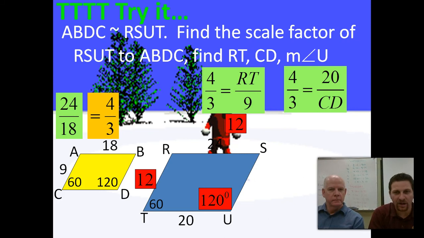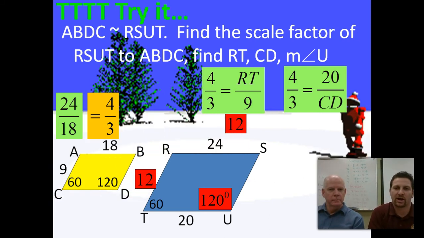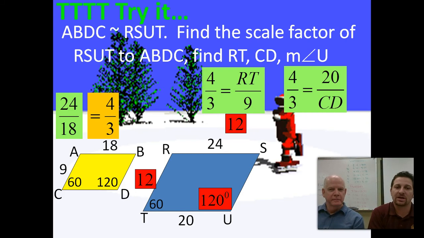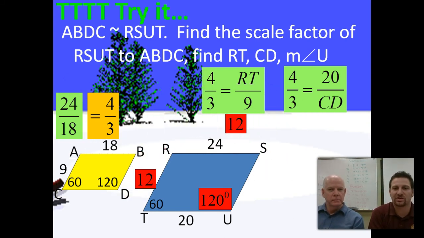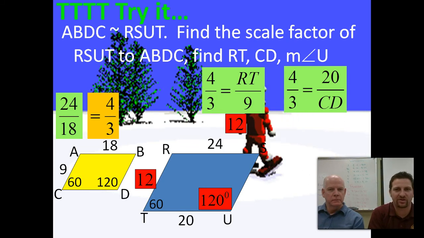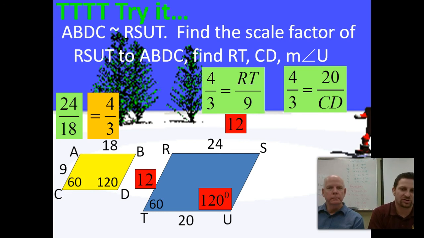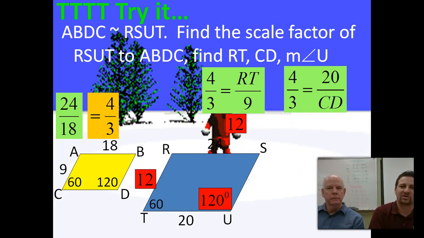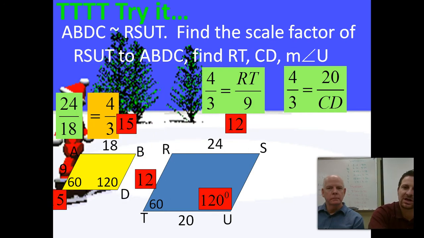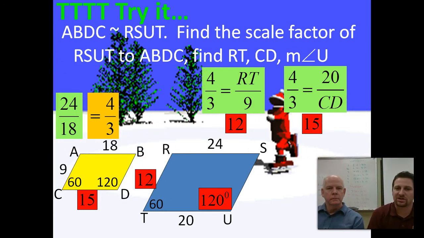Now for the other piece, CD. CD corresponds to TU on the larger polygon. So we take that 4/3 scale factor and set it equal to the larger side over the smaller side, which we don't know. Cross multiply again: 4 times CD, we'll call that 4x, and 3 times 20 is 60. Do some division, and you get 15 is the length of CD.